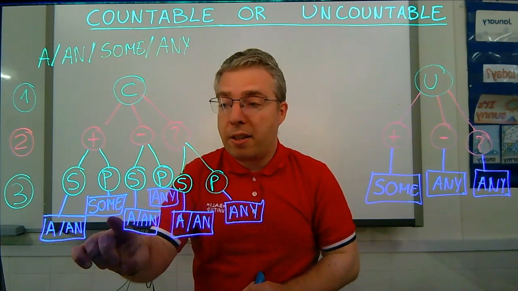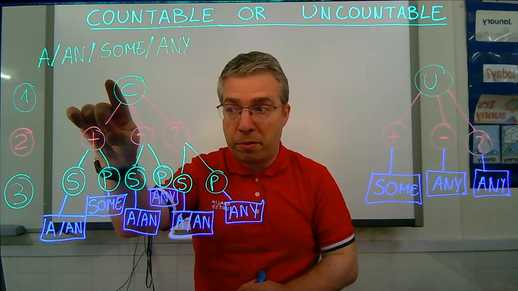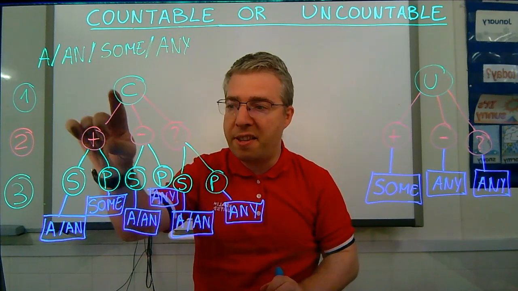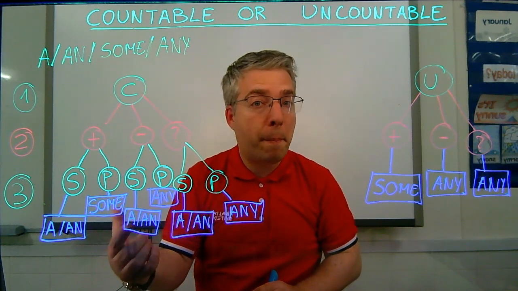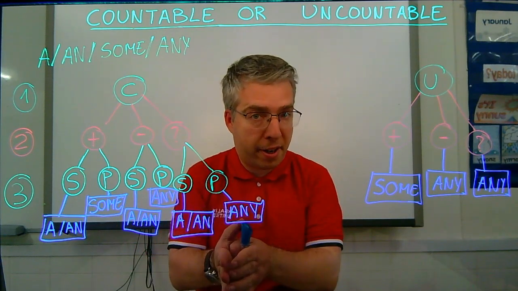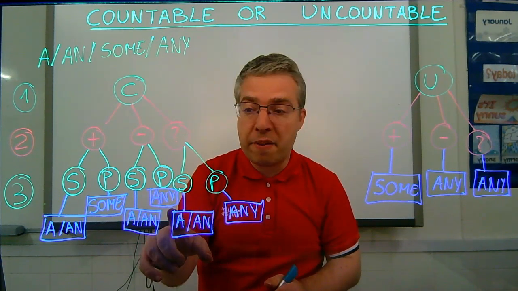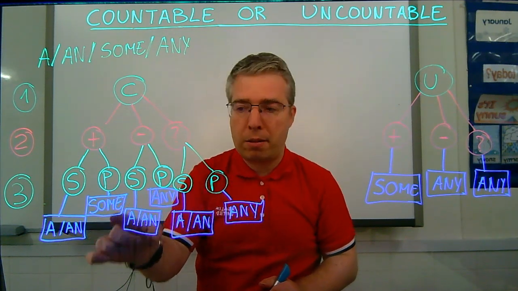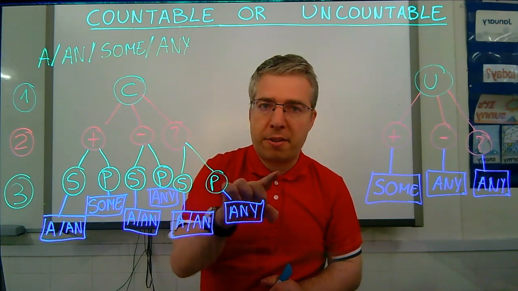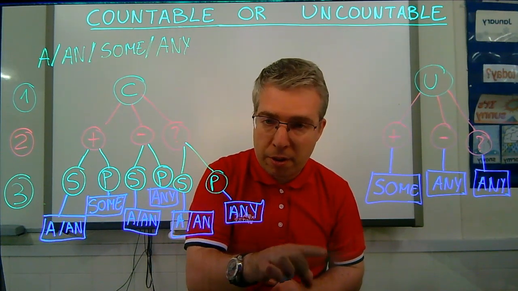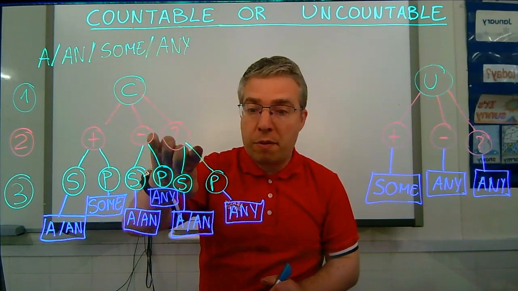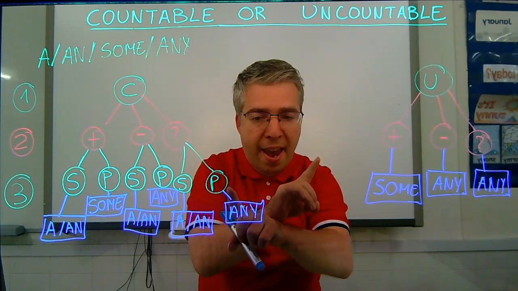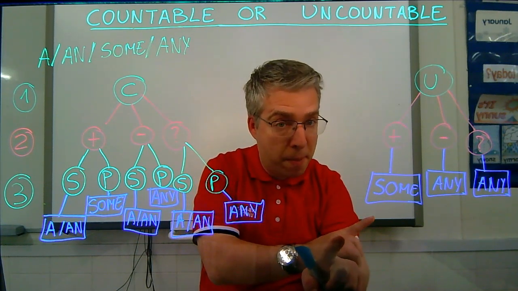So, if we say there are, because it's countable and plural, we can't use there is, as in the uncountable sentences. There are some pineapples in the market. If it's negative, we would say there aren't any strawberries in the fridge. And when it's interrogative, we would say, are there any grapes?